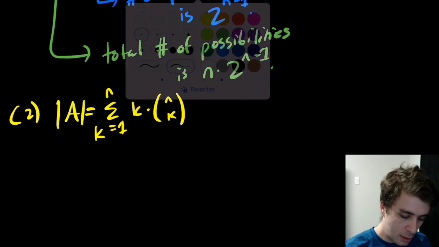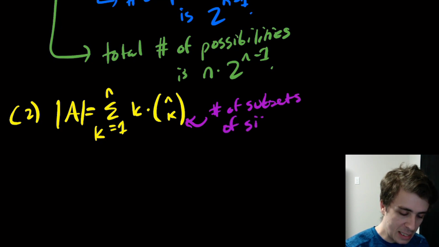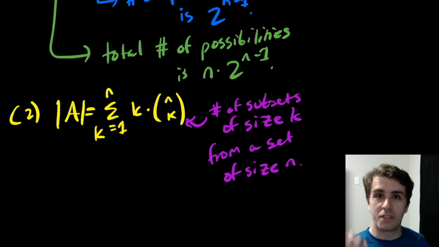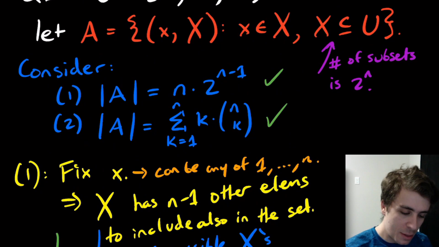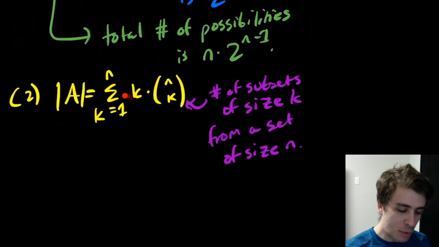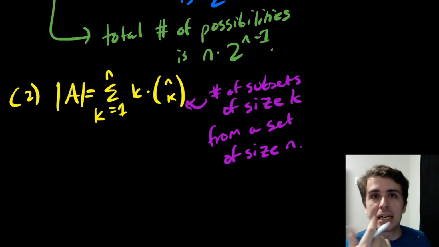As I mentioned before, this choose thing is the number of subsets of size k from a set of size n. Since the big X could be any theoretical size, one thing we should notice is that it can't be empty, because if the big set X is empty, then there can't be a little element that belongs to that set. That's why the sum starts at 1 and not 0, because we're excluding the empty set. But the big set X could be any size between 1 and n.